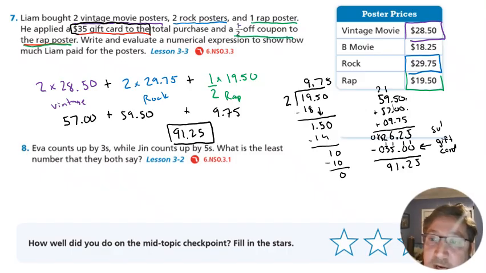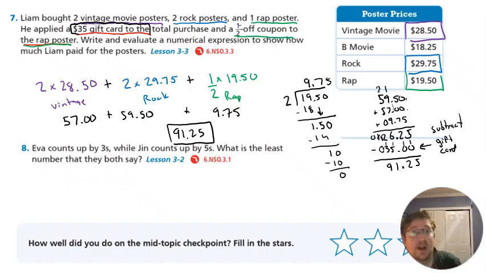And let's just write that here. Subtract gift card. All right. So once again, you can do this by hand. If you had a calculator, so much easier.